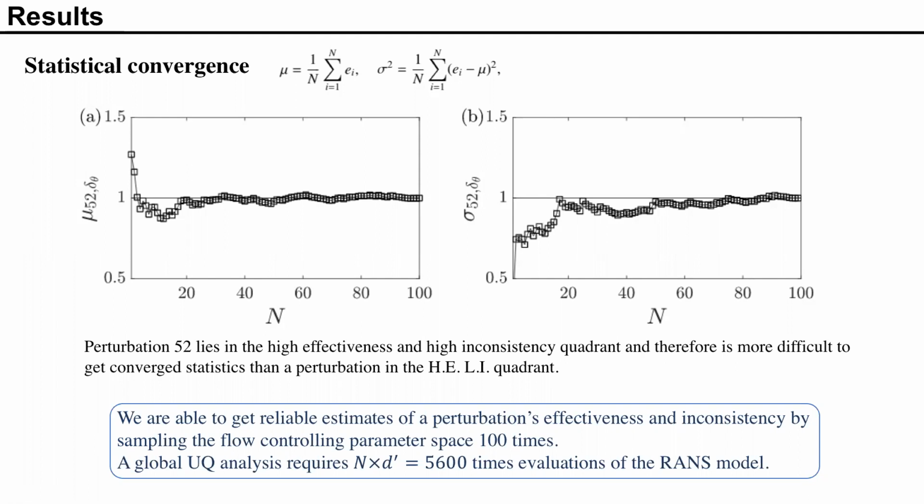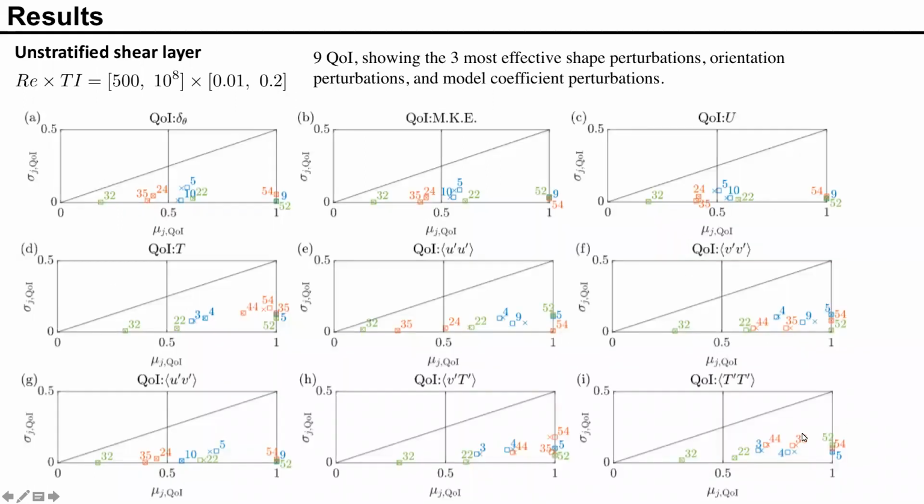A global UQ analysis requires n, which is the number of points we need to sample the flow space, and d prime, which is the number of times we need to sample the model space. That gives us 5,600 times. So a global UQ analysis requires 5,600 evaluations of the RANS model. And therefore, this method is by no means cheap. And this is why we have to choose very cost-effective screening methods for the flow controlling parameter space and for the model space.